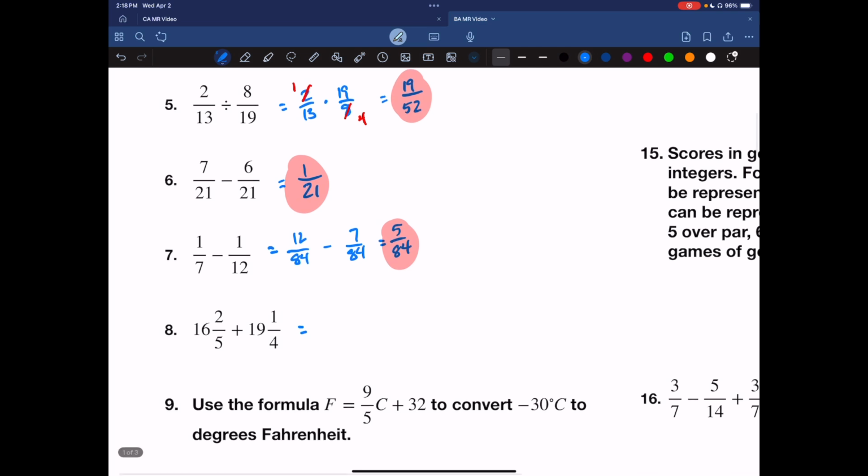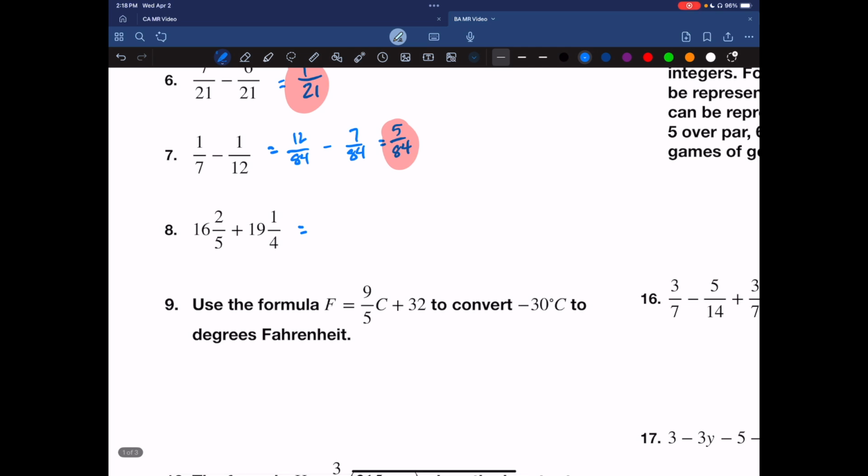Number 8, we don't have to change the mixed numbers to improper fractions. That would be a little too much work. But I am going to keep the big numbers and change the fractions to have common denominators. That's going to be plus 19. 4 and 5 go into 20. Okay, so both of these are over 20. 5 goes into 20 4 times. 4 times 2 is 8. 4 goes into 20 5 times. 5 times 1 is 5. Okay, so that's going to be something over 20, 13, and 16 and 19 is 35. So 35 and 13/20 is my answer.